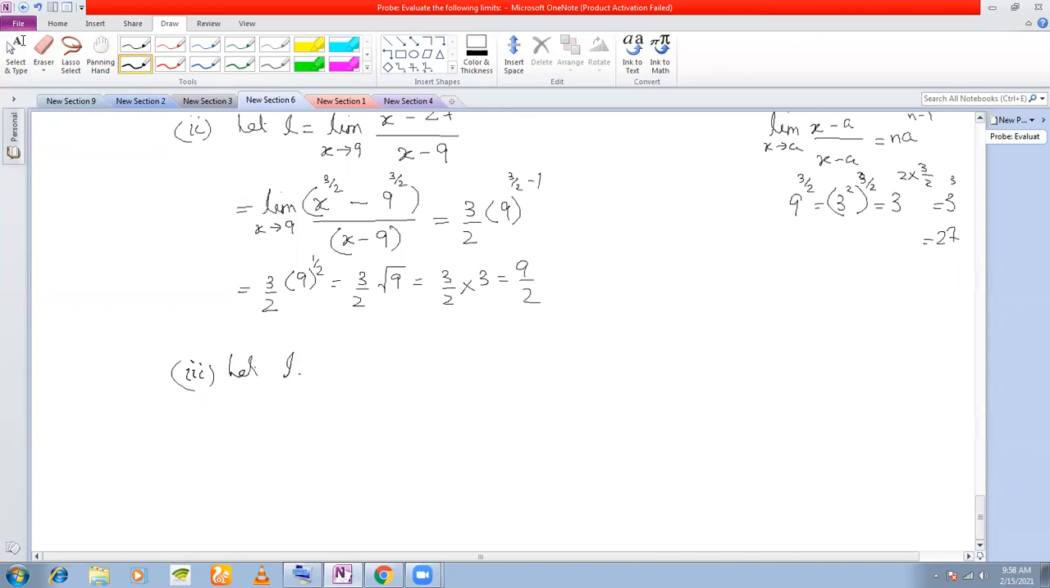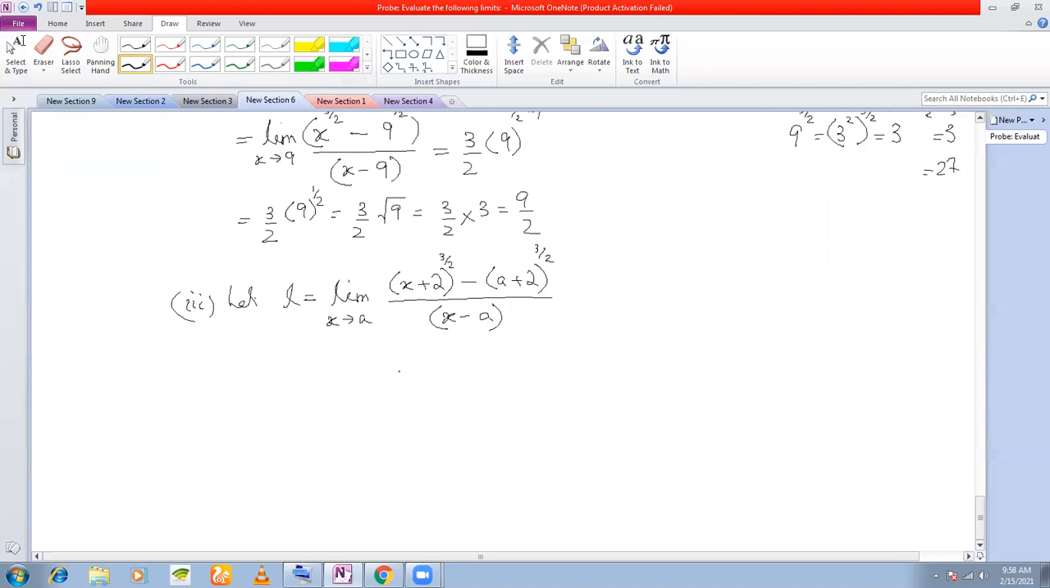Let L is equal to limit x tends to a, x plus 2 to the power of 3 by 2 minus a plus 2 to the power of 3 by 2 divided by x minus a. Okay. Now see here, you have x tends to a, but here in the numerator you don't have x to the power of 3 by 2. Instead you have x plus 2 to the power of 3 by 2.